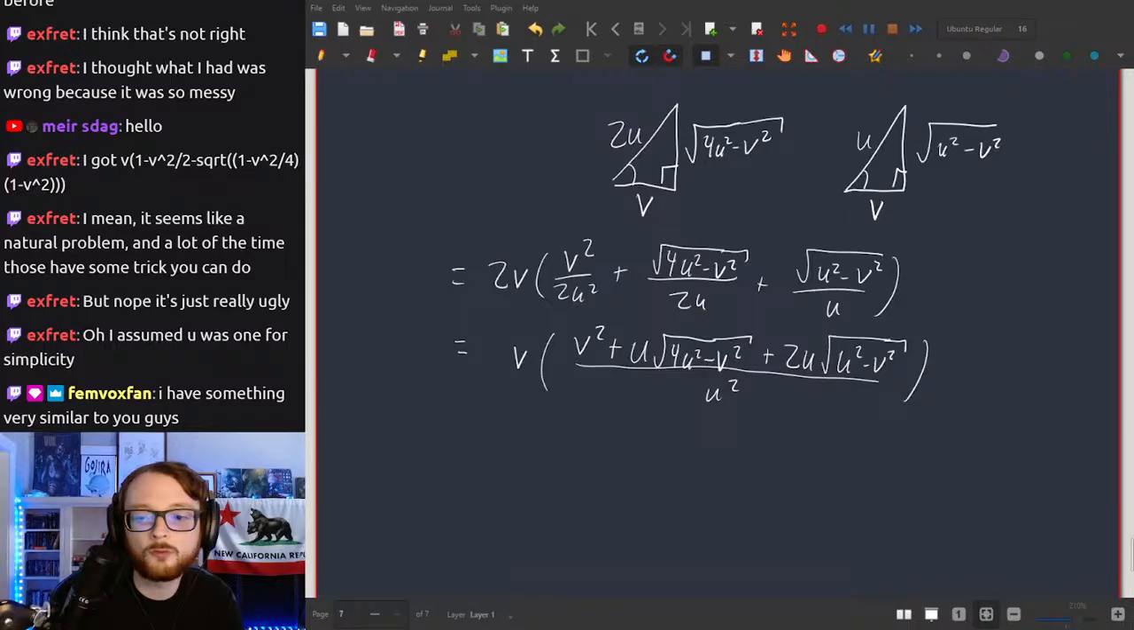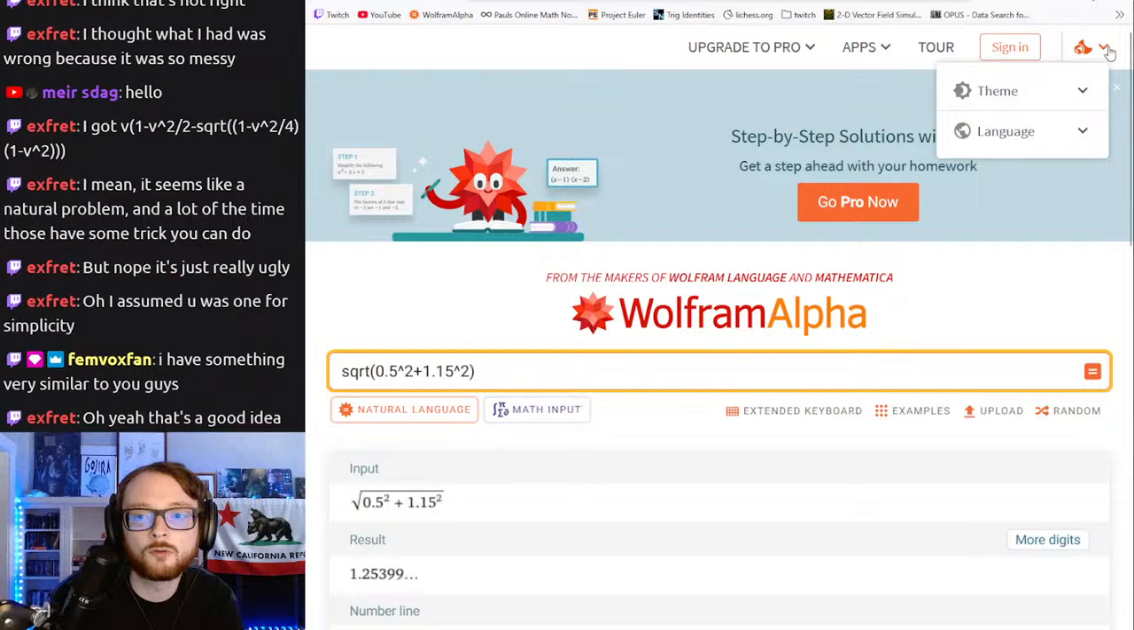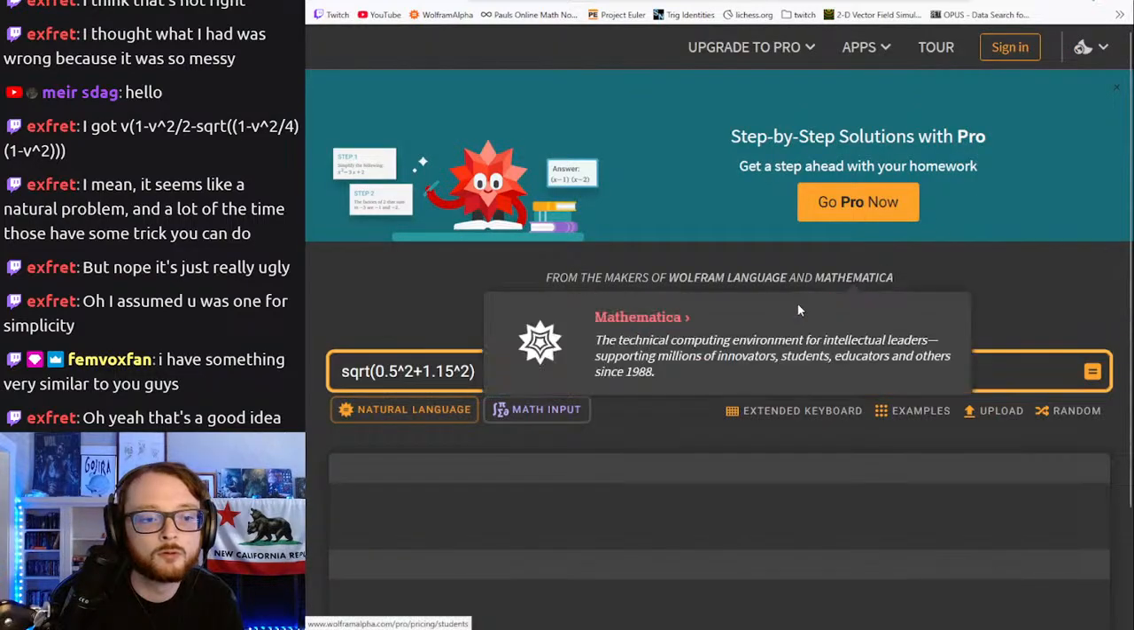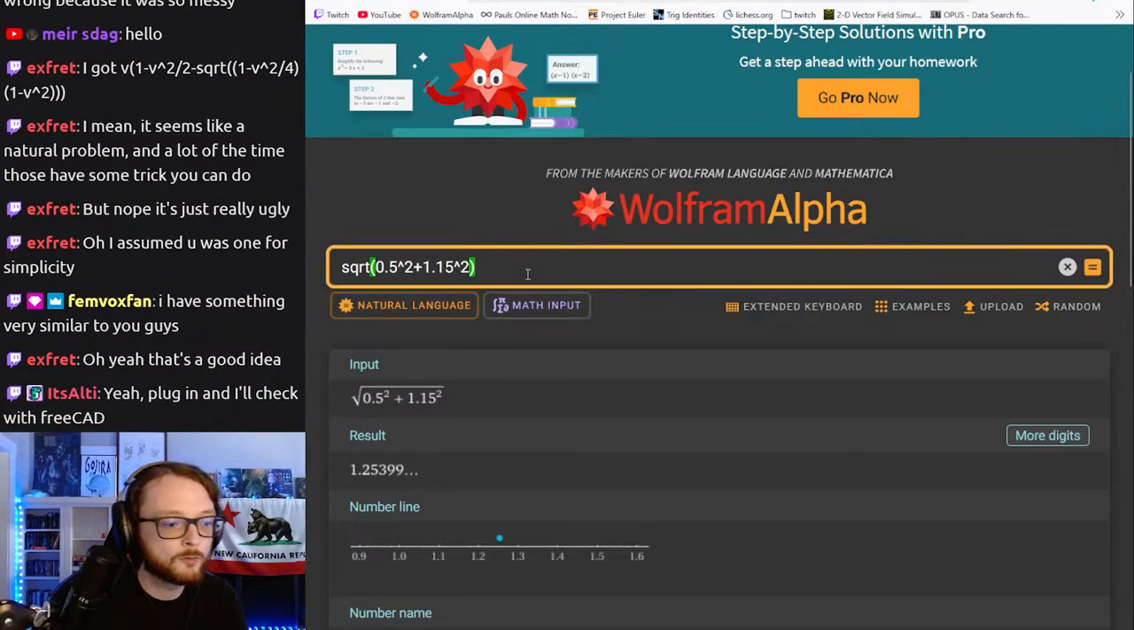I just want to plug something in for u and v here, just see what answer it gets. How's Wolfram Alpha's dark mode? Does it have a dark mode? Oh good, it doesn't hurt my eyes. We can use dark mode.